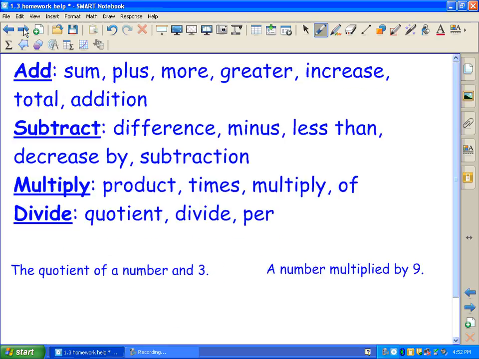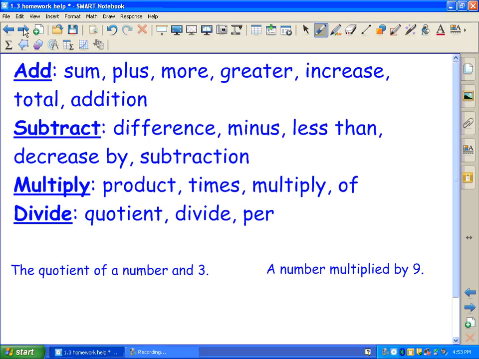Now I also need to be able to write expressions. And so you had these in your notes today. These are keywords that tell me what operation I'm looking at. So I see words like sum, plus, more than, greater than, increase, increase by, total, and any form of the word addition. That tells me that for that word problem, I'm going to need to add.